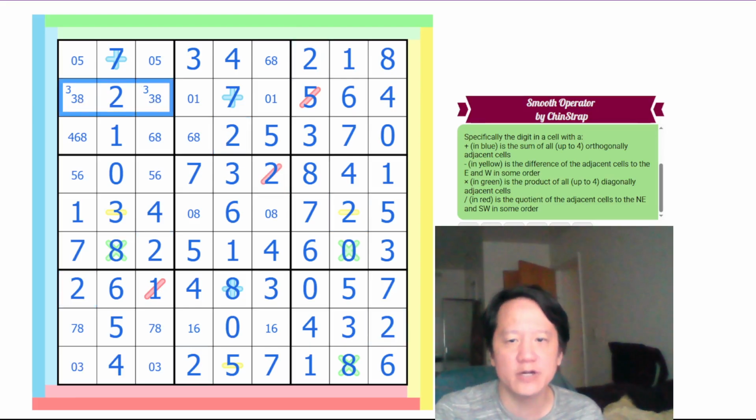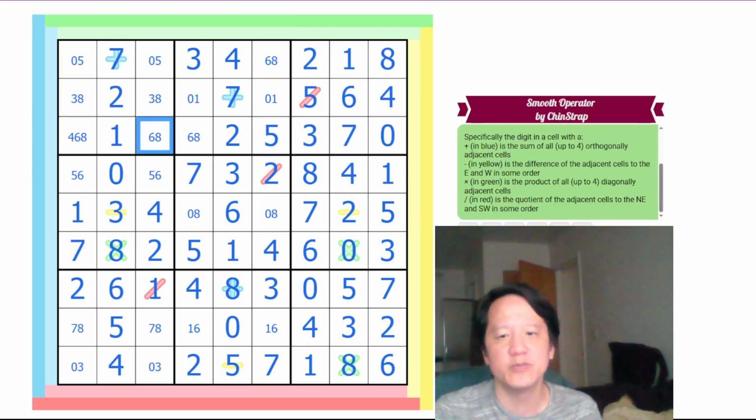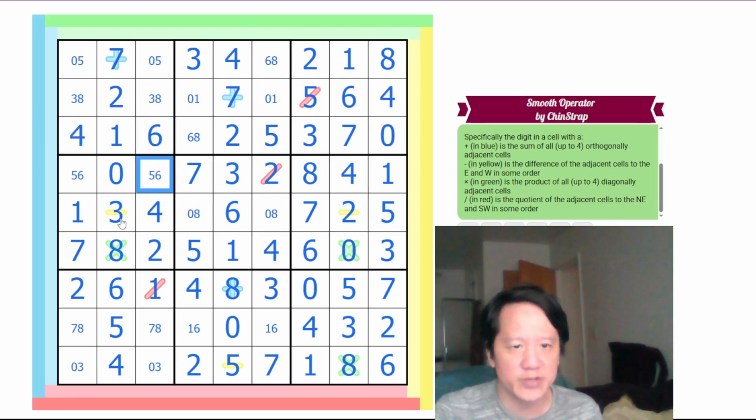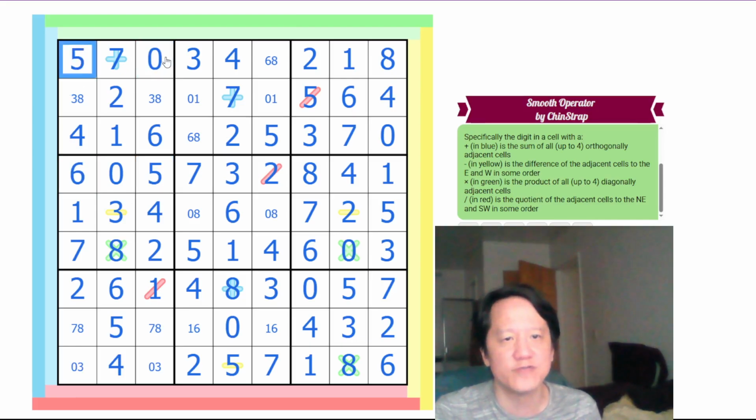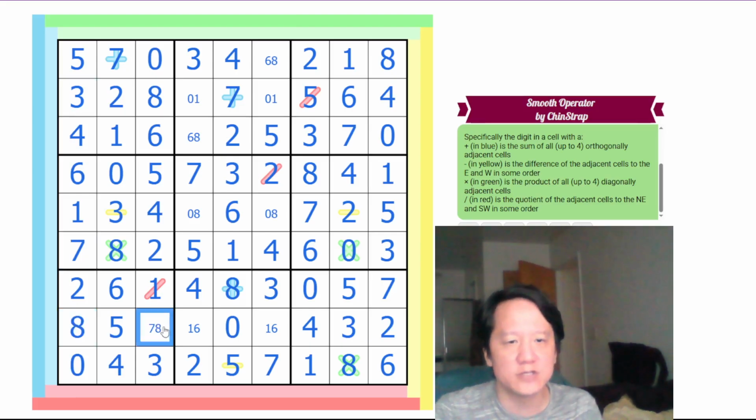3, 8 as a pair in box 1, eliminate 3, 8 in the rest of the box. This can't be 8, it's 6. This can't be 6 or 8, it's 4. 6 eliminates 6 here, so it's 5 and 6. 5 eliminates 5 here, so it's 0, 5. 0 eliminates 0 here, so it's 3, 0. 3 eliminates 3 here, so it's 8 and 3. 7 eliminates 7 here, so it's 8 and 7. 6 eliminates 6 here, so it's 8, which makes that 6.